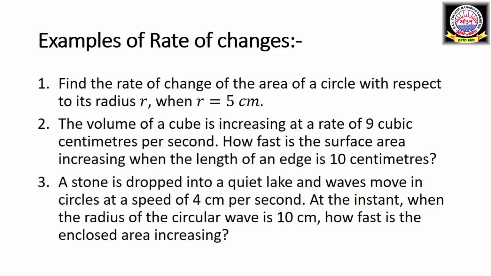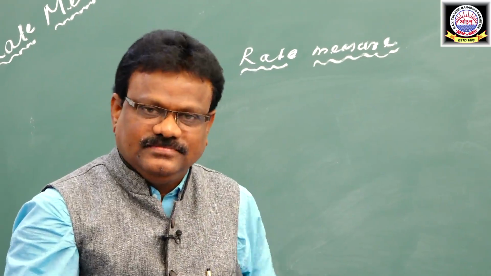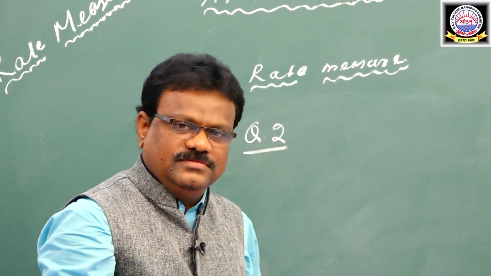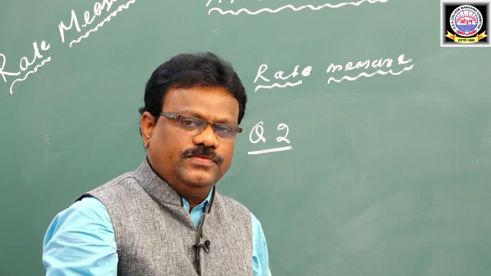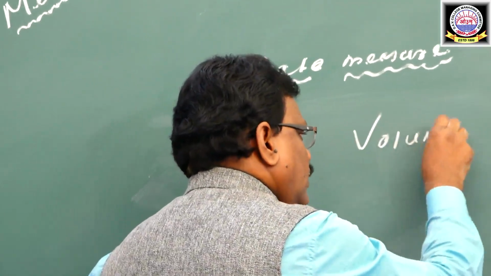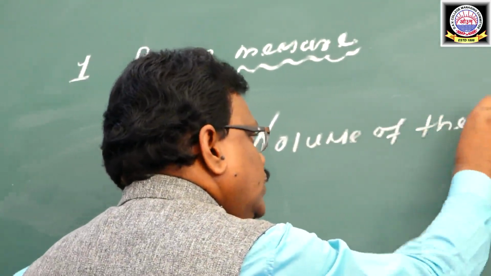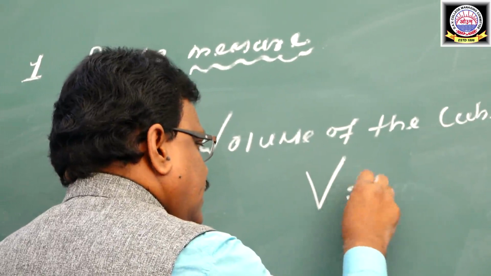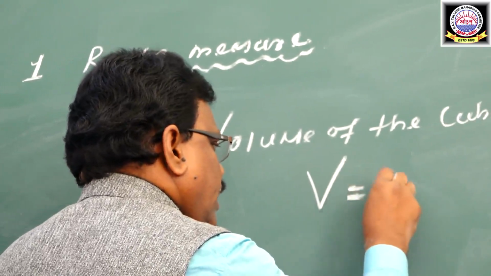Please read the question carefully and tell me what data is given here. The volume of the cube is increasing. The volume of the cube is the name of the function. So, what is given? Volume of the cube, you know, V is equal to x cube.